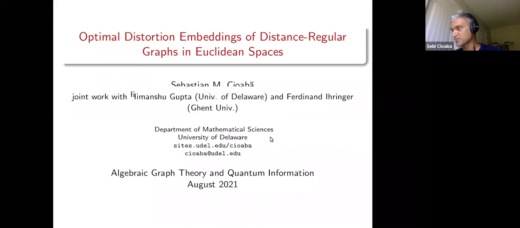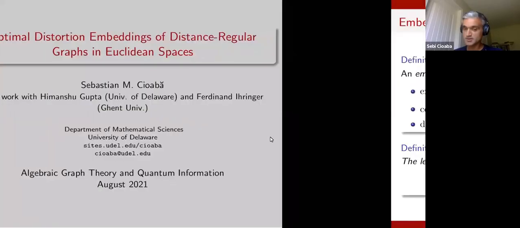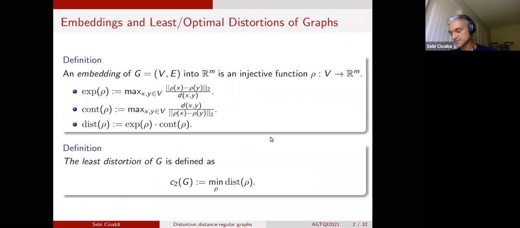I'm not going to have much quantum in my talk, but there'll be some hopefully interesting algebraic graph theory. So I will talk about optimal distortion embeddings of distance regular graphs in Euclidean spaces. So let's start with embeddings.